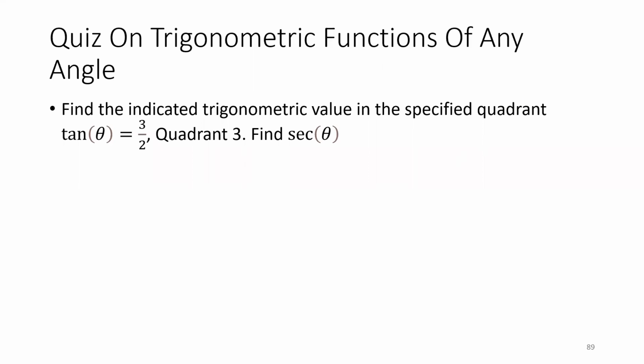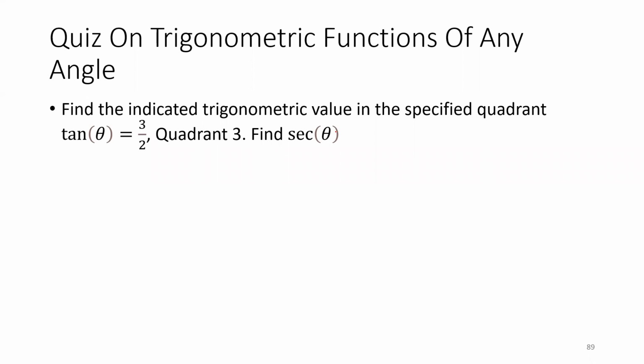In this video, I will go over the quiz on trigonometric functions of any angles. So we're just going to do a quiz. On this quiz, it says find the indicated trigonometric function in the specific quadrant when given tan theta is positive 3/2, and we are in quadrant 3. The direction says find secant theta.